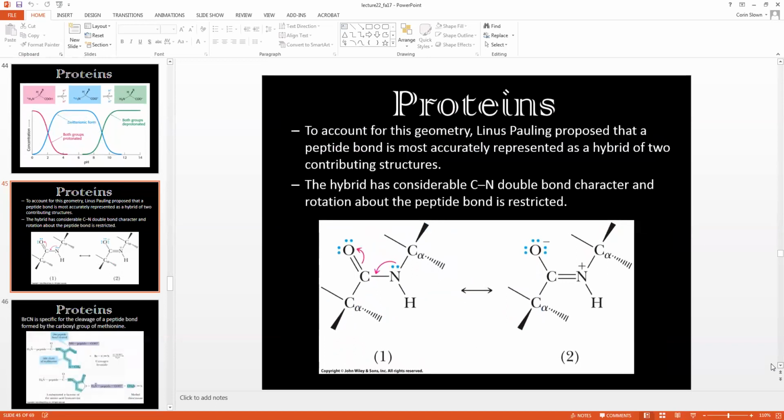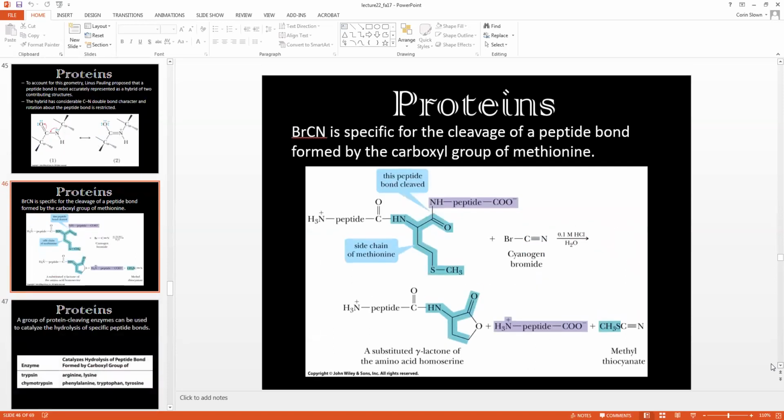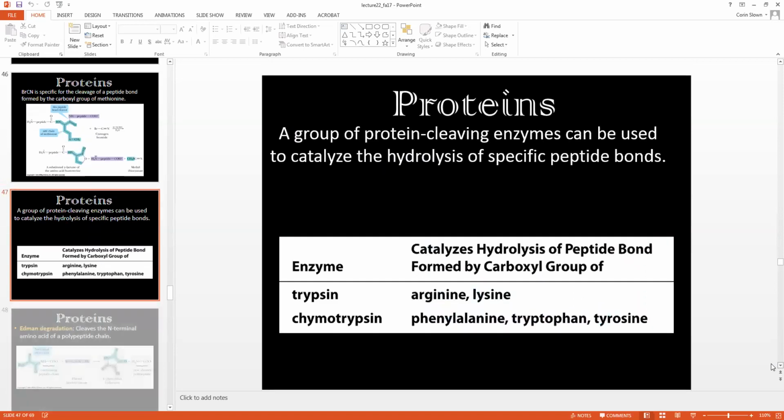Because we talked about the geometry of peptides, I want to remind you of the resonance contribution, which contributes both to the stabilization and also what we expect to see as the trans nature of the amide bonds in proteins. When we think about proteins themselves, we're going to think about ways that we can analyze them. One of the ways is the cleavage of a peptide bond formed by the carboxyl group of methionine. If we cleave that bond, we can separate a protein into segments.